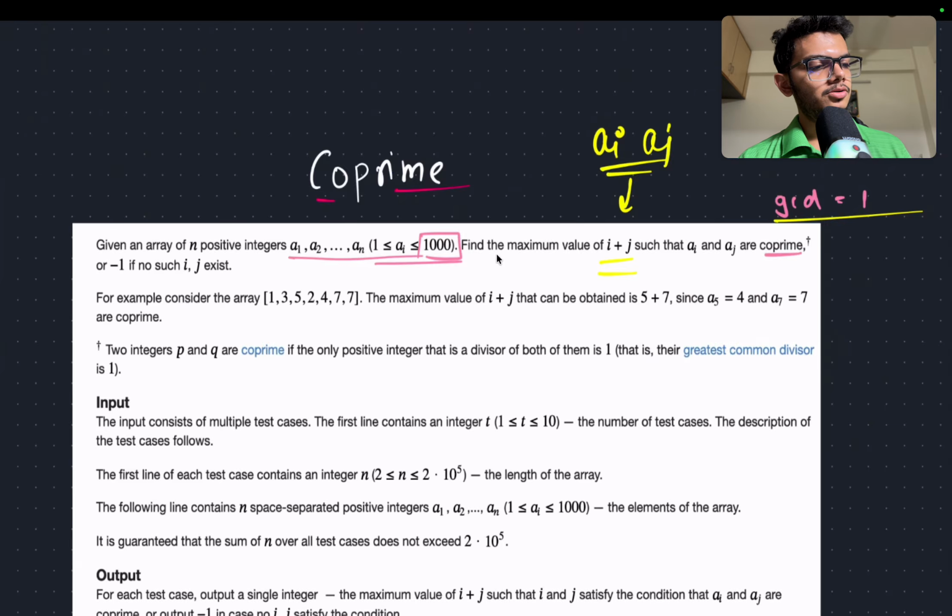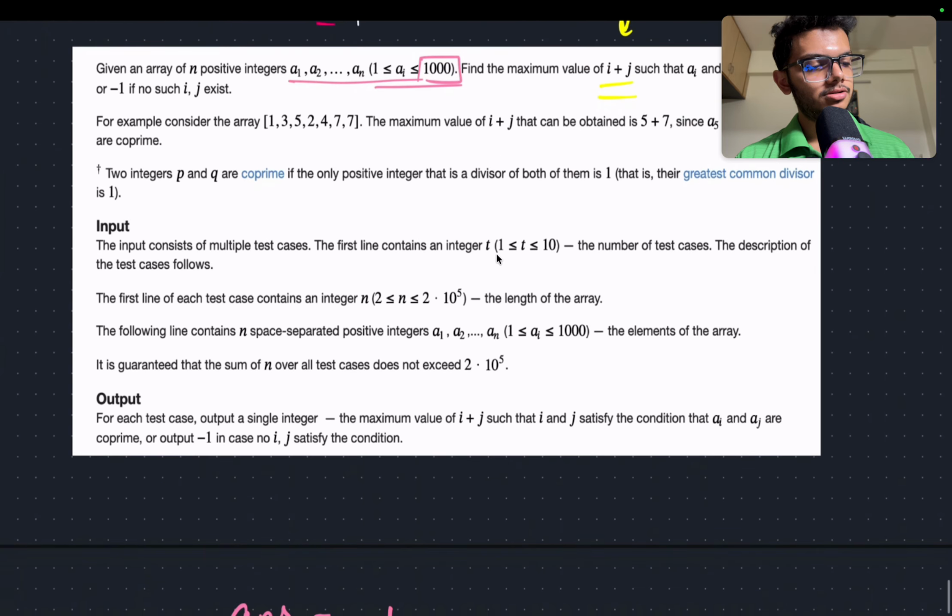Cool. So if you see here in the input, of course the test case input is there, but you have n, the size of the array, and the integers. And interestingly, the size of n doesn't exceed 2 into 10 power 5. It automatically says you can have solutions which are like n log n or something like that. For each test case, output a single integer, the maximum value of i plus j. They don't ask for the numbers ai, aj, they ask for the maximum value of i plus j such that ai and aj are coprime.